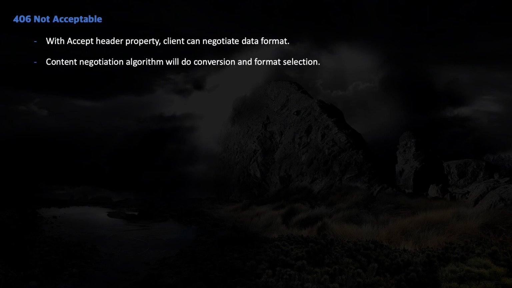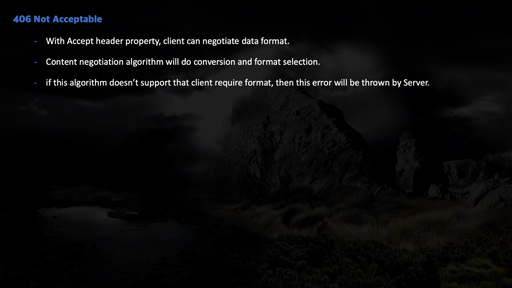So moving ahead, we have the 406 Not Acceptable error code. If you remember, at the time of the header discussion, we saw the Accept header property, and we know that by putting the required content type in this Accept property, the client can do content negotiation. So at the time of returning, the server will do some conversion using an algorithm called the content negotiation algorithm. But sometimes this algorithm doesn't support the format that the client requires. In that case, the server will throw this error. The meaning of this response code is that the client's required resource format is not acceptable by this server.